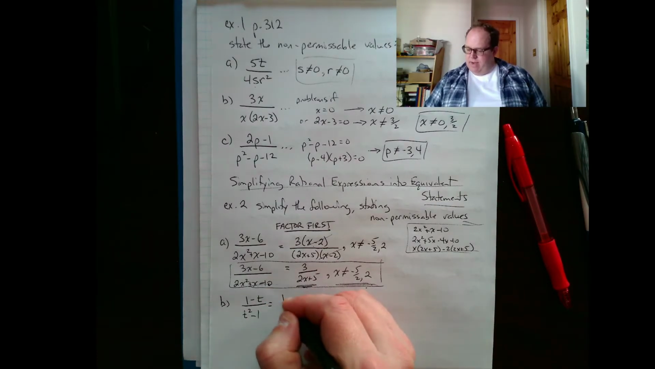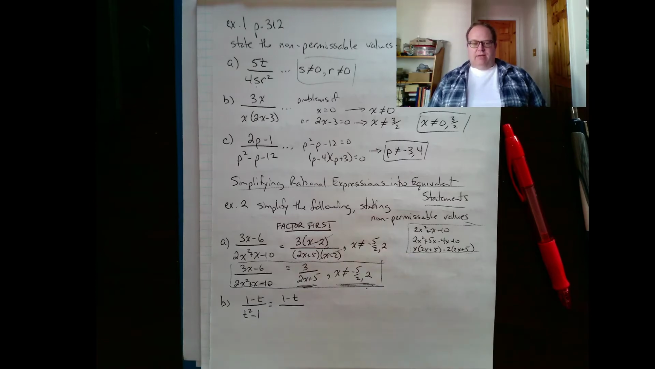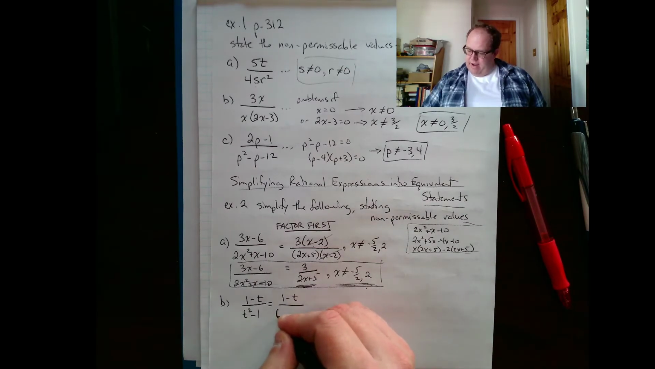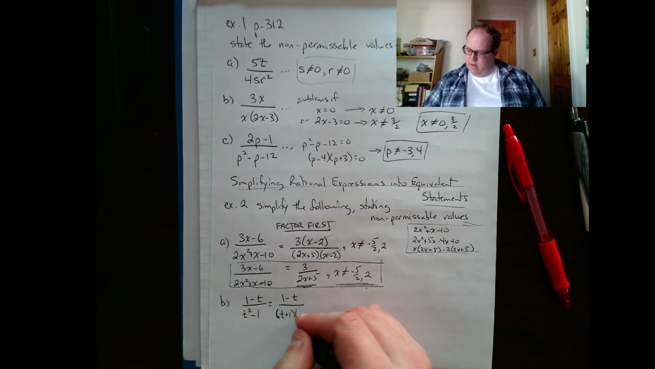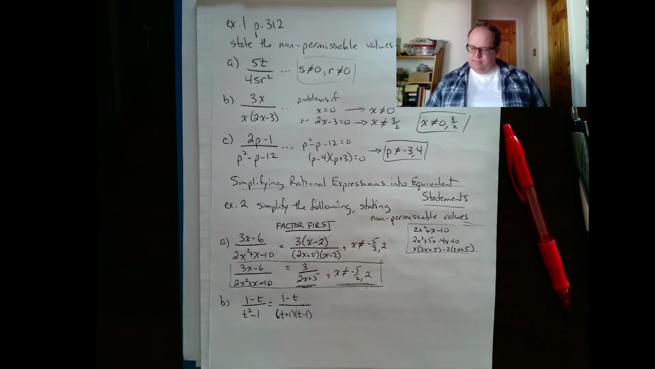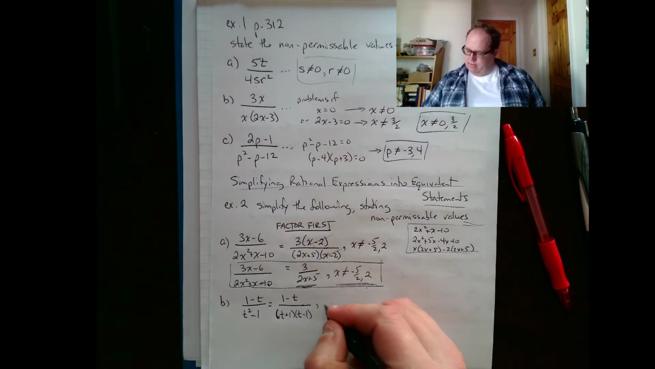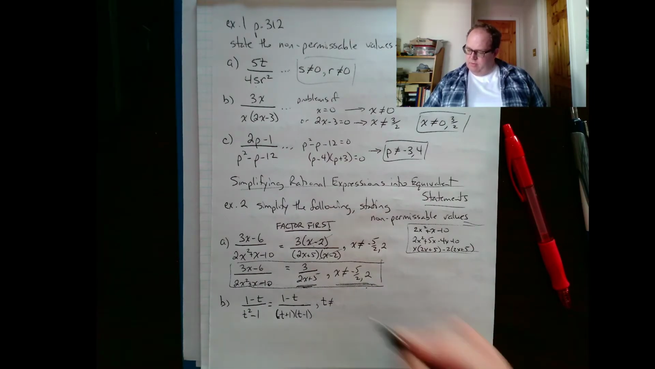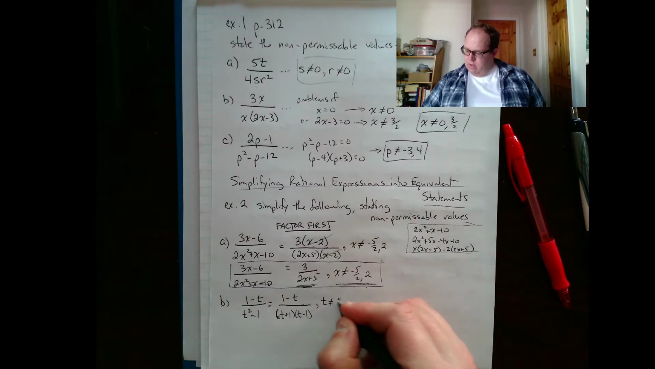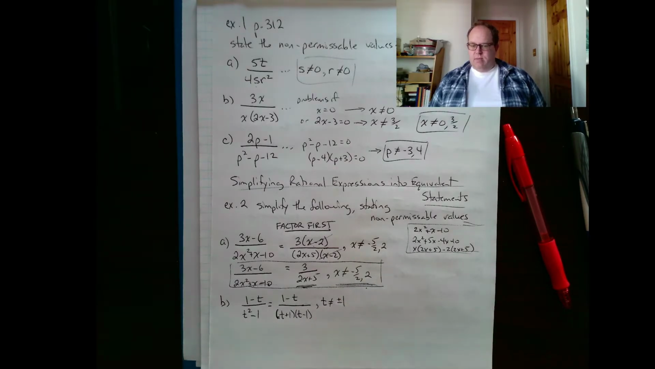Alright, the 1 minus t is not going to factor a whole lot. But t squared minus 1 you might recognize as a difference of perfect squares, and I can factor that into t plus 1 times t minus 1. Now that I've factored my denominator, I can talk about my non-permissible values, and t can't equal plus or minus 1, because either of those would lead me to a division by 0. But now it doesn't look like there's anything I could cancel out either.